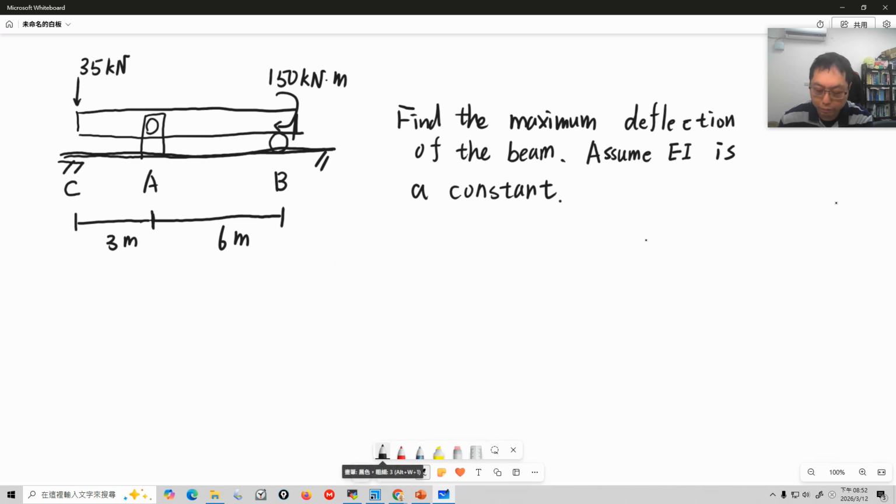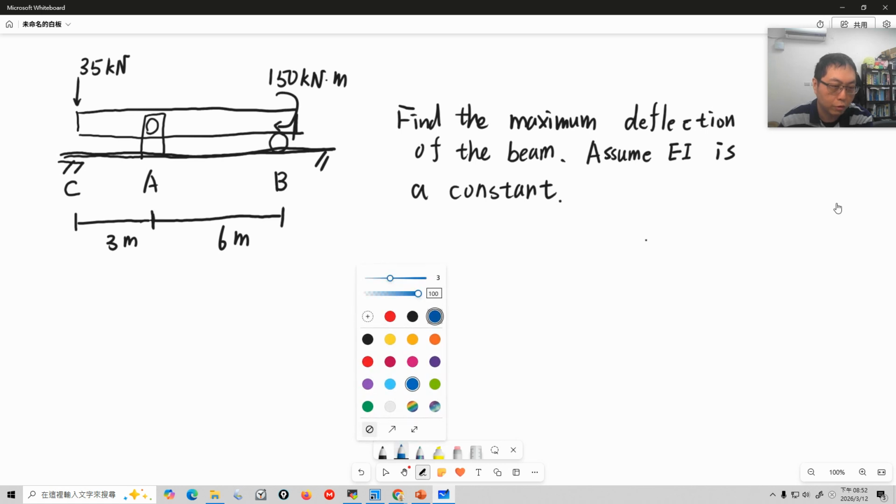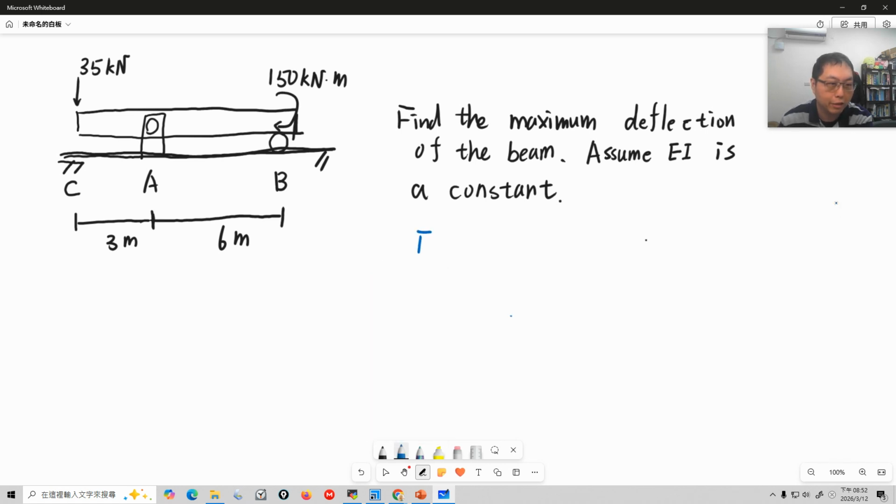For such a problem, the first thing you want to do is find the elastic curve. If you find the elastic curve of the beam, then you can determine the maximum deflection of the beam. So the key point is to find the elastic curve. So how do we find the elastic curve when we apply many loads on a beam?